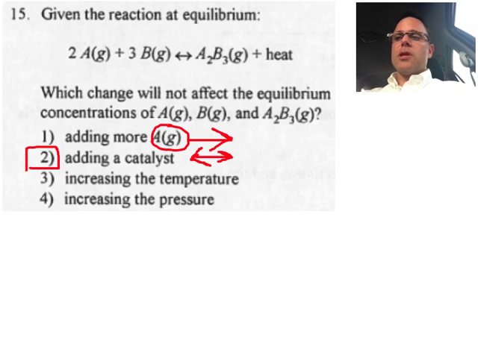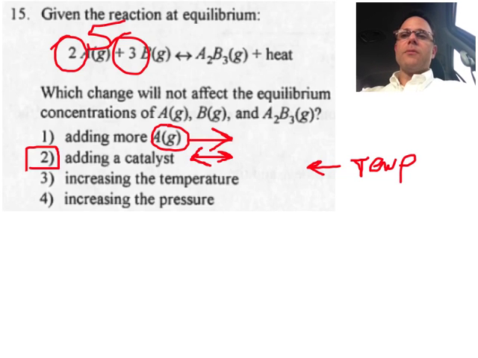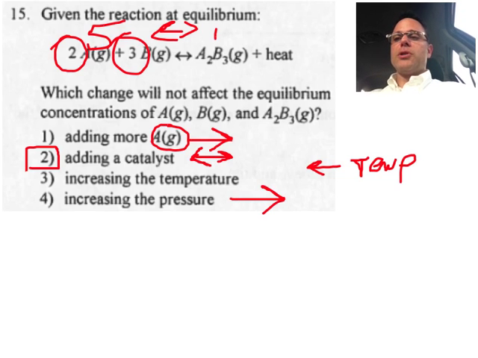If we increase the temperature, well, heat is on the product side. So that will force it to the left because Le Chatelier said that when you add a stress, the reaction will move away from it. And 4 says increase pressure. Now we have 2 moles of this gas and 3 moles of this gas. That's 5 moles on the left in equilibrium with 1 mole on the right. If we did increase pressure, that too would push it to the right. So the only one that does not push the reaction in one direction is 2. It only goes faster. It doesn't change the concentrations.